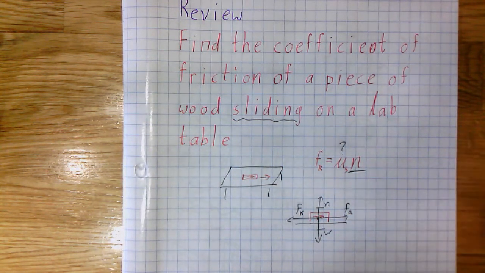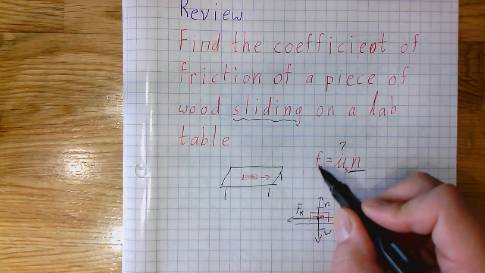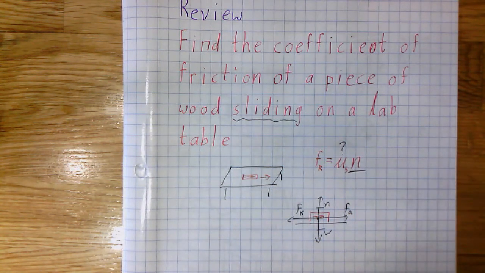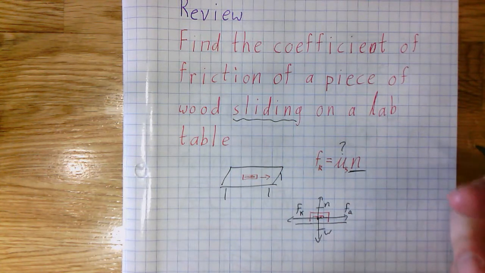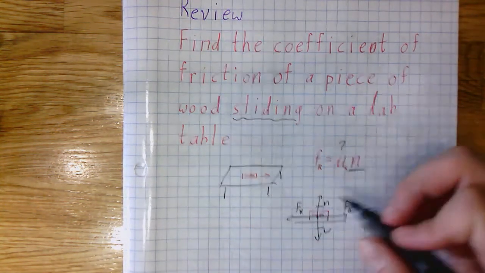We don't know the force applied though. All right, we do have this equation though. Force of kinetic friction equals our coefficient of friction times the normal force. So what do we need to figure out here? That's what you should be asking from here, right?